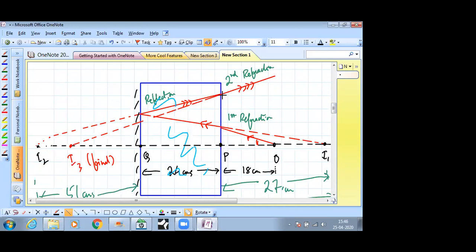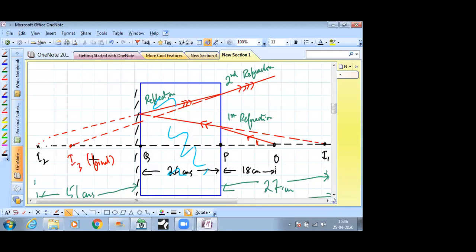Now it will bend away from the normal like this, so that when you produce the refracted ray back, it appears to be coming from I3. So for somebody standing here, the rays coming from here don't appear to come from I2, but they appear to be coming from I3. So this point's image appears to be over here. It's all virtual, of course. All these images are virtual. So I3 becomes the final image.